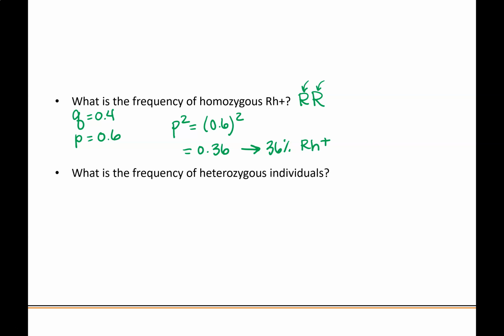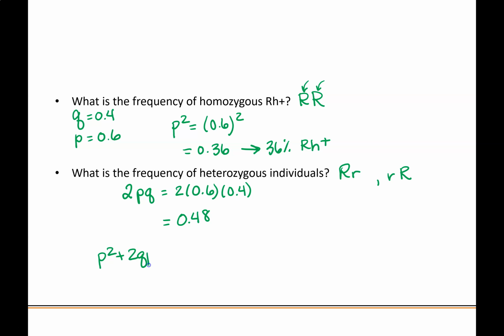We can also figure out the frequency of the heterozygous individuals. These are the individuals that are going to be big R, little r. Remember, that can happen in two ways: big R, little r, or little r, big R. So 2 times p times q, 2 times 0.6 times 0.4, is equal to 0.48. Now we can check this and make sure that our p squared plus 2pq plus q squared is equal to 1.